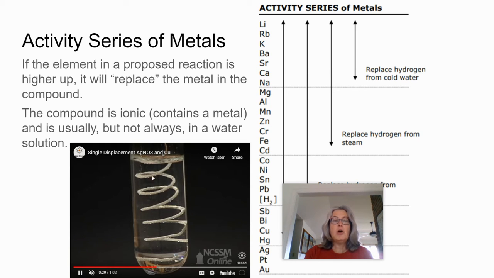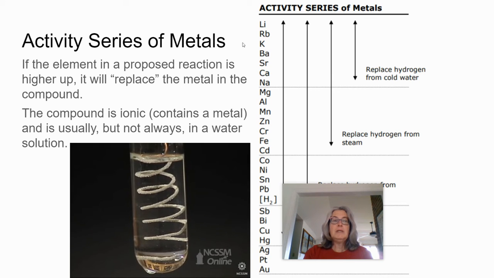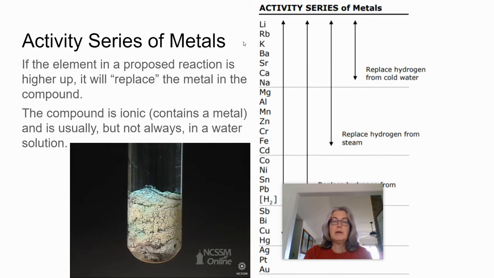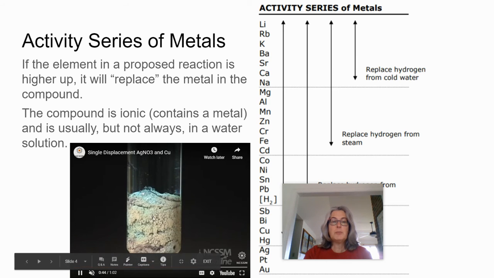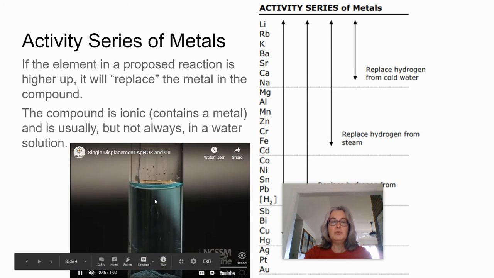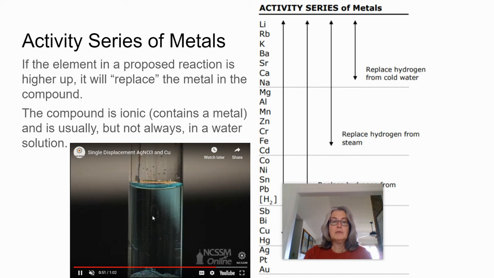In other words, it dissolves. And we will see at the end that this thing turns blue. So any element in a proposed reaction that is higher up will replace the metal in the compound. So there you have a whole bunch of, that was silver and copper. We have a whole bunch of solid silver deposited at the bottom, and you can see the blue color, and that bluish green color is very typical of copper ions in solution.